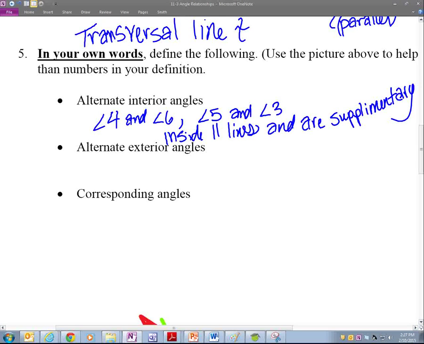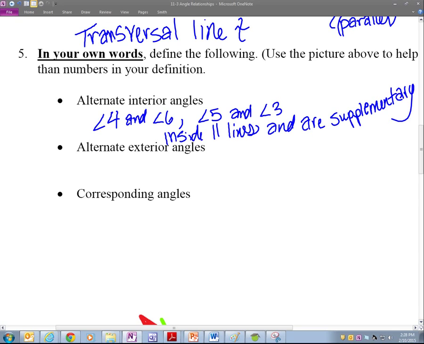Did I spell that wrong? Doesn't look right. No, it's right. Nope, it's wrong. There. Supplementary. Okay, so yes. It does not matter what order you have, because angle 4 and angle 6 are alternate interior angles, and it's the same if you say angle 6 and angle 4.